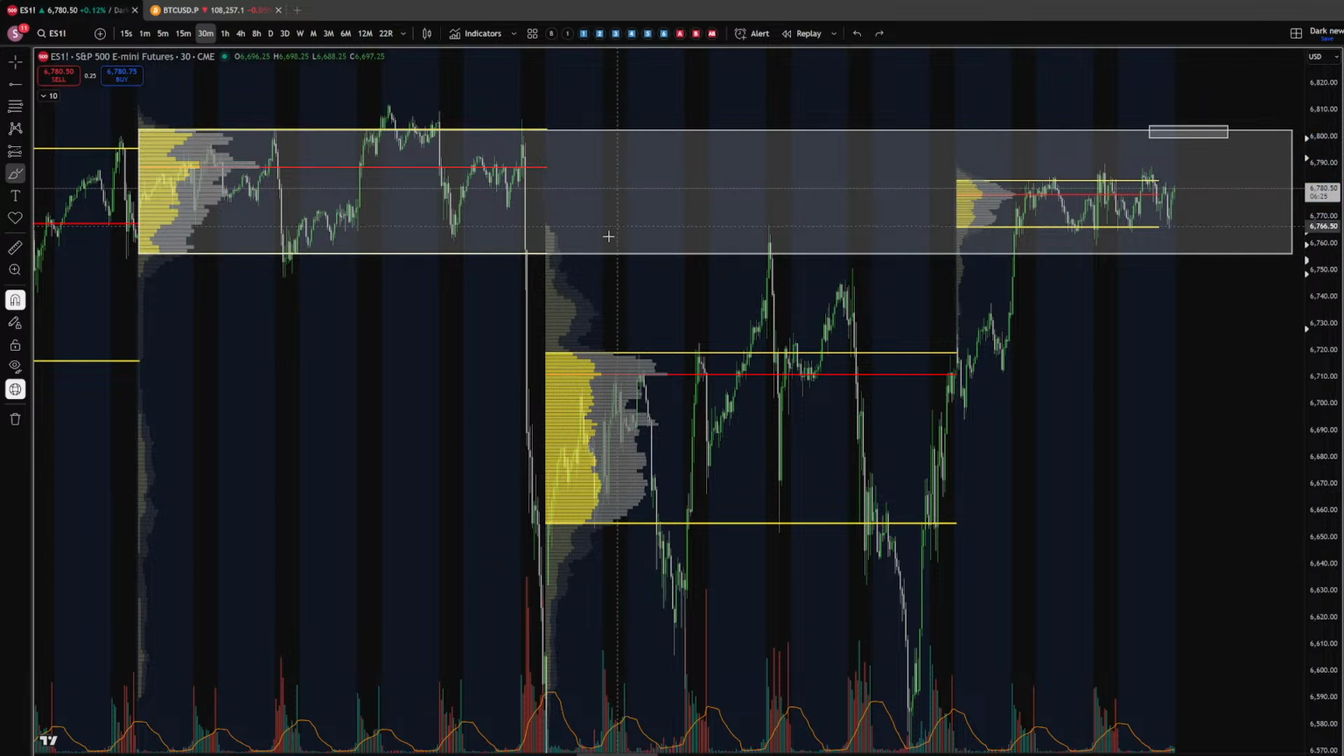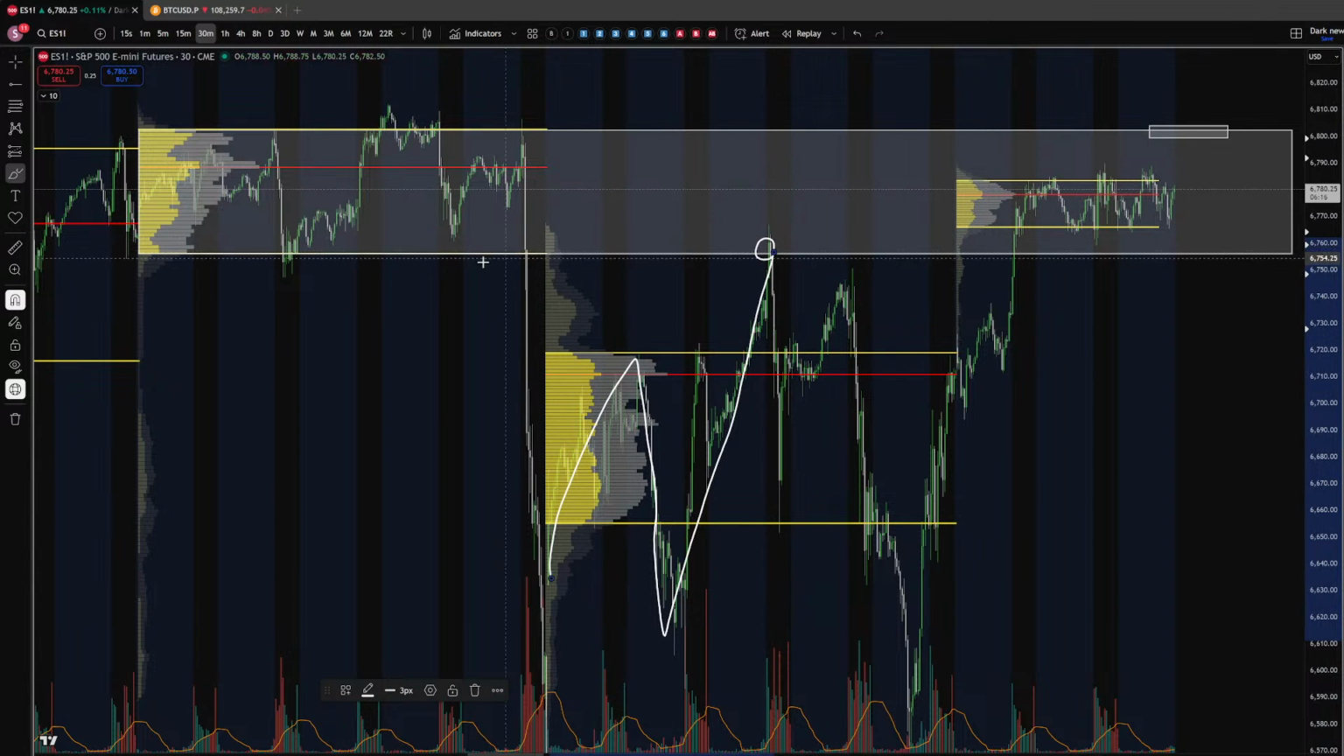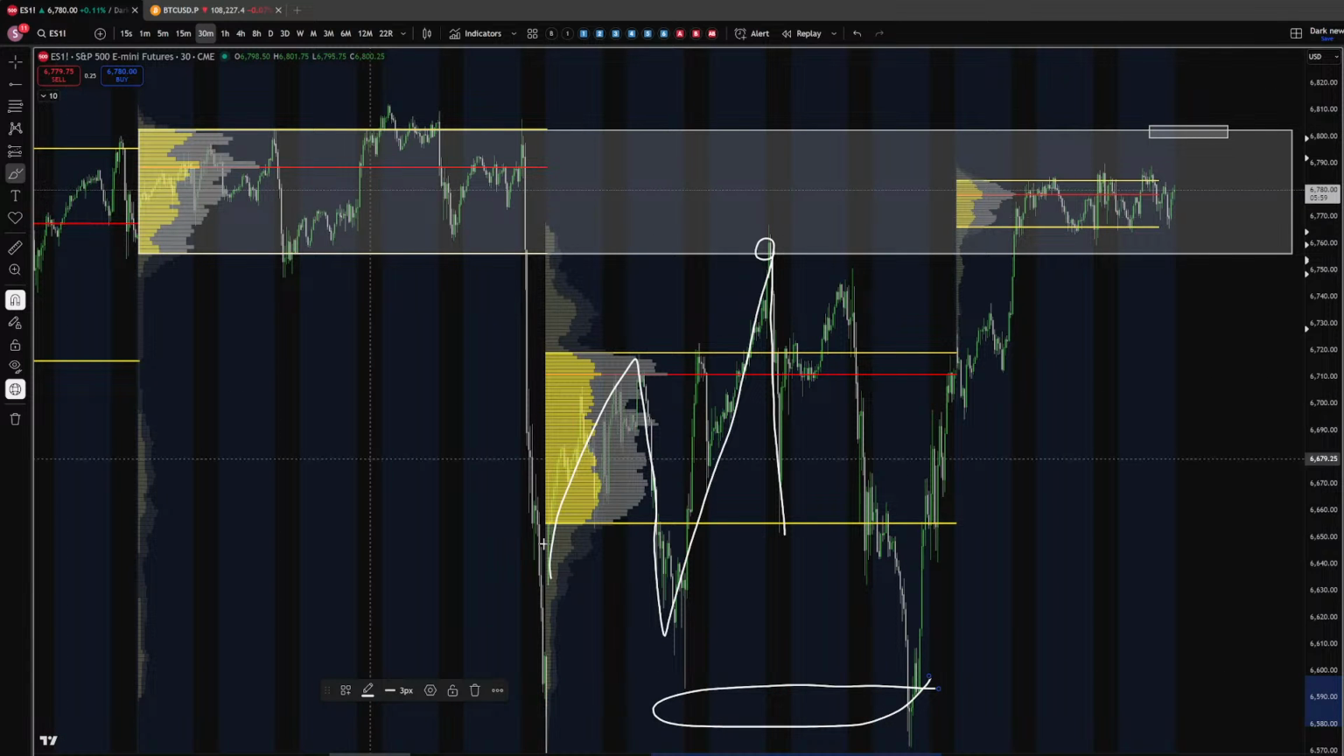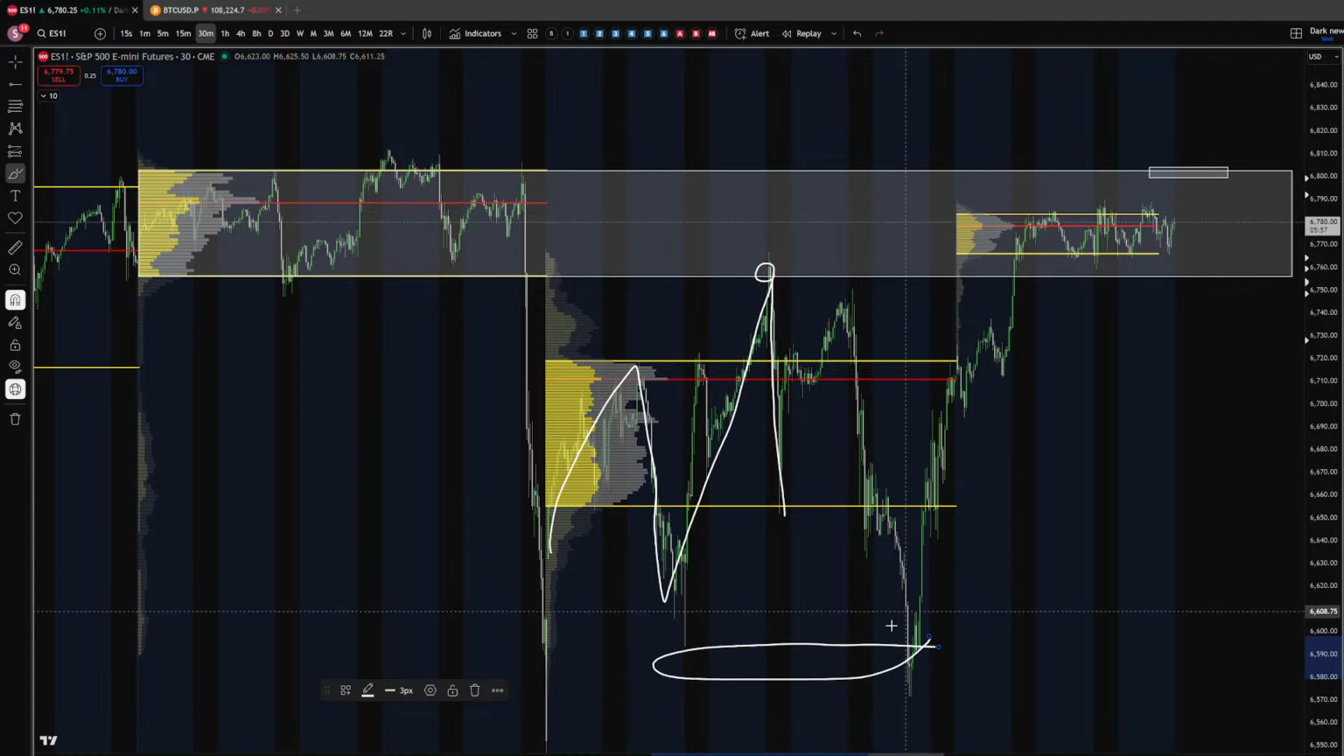Now that price is down here, when it comes back up and retests the value area, two things might happen. First, a rejection, exactly what we saw: a sharp rejection and the revisiting of the lows. So you can see how clear this move was.